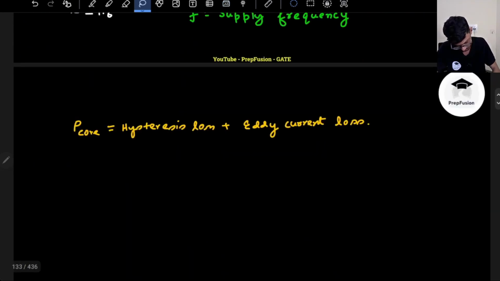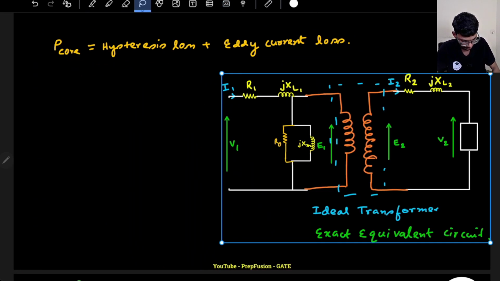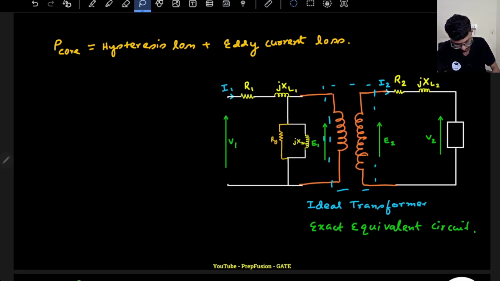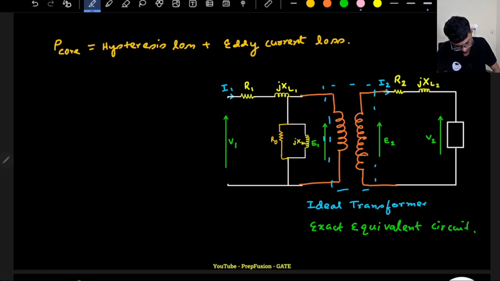So now I can say, which will cause the loss? Only this will cause the loss. This is just purely imaginary, this will not cause the loss. So the P core loss will be due to E1 whole square divided by R0. Okay, that will be the P core loss.